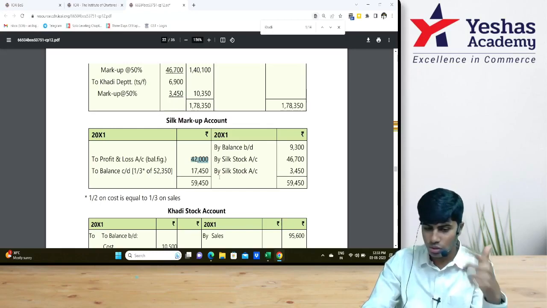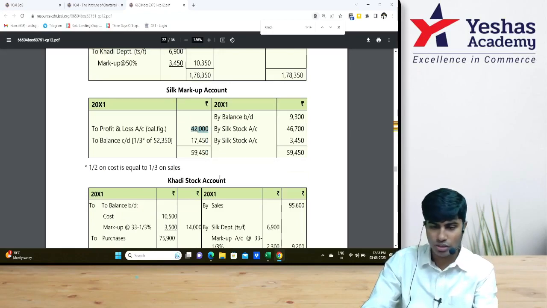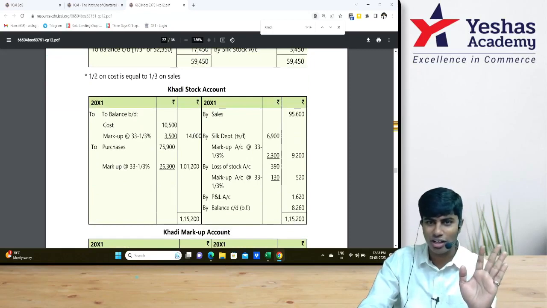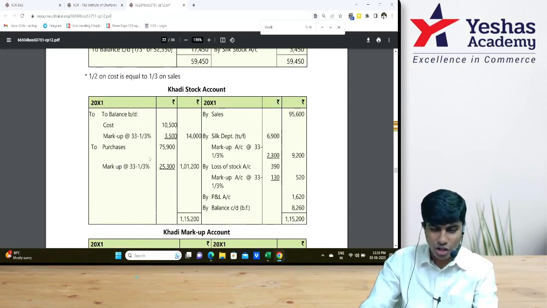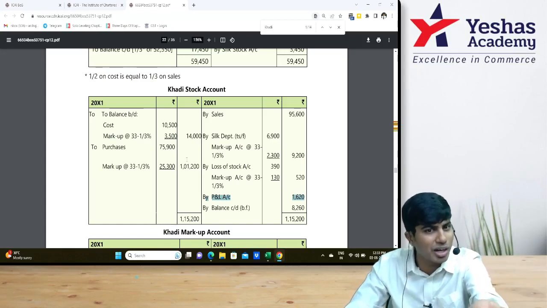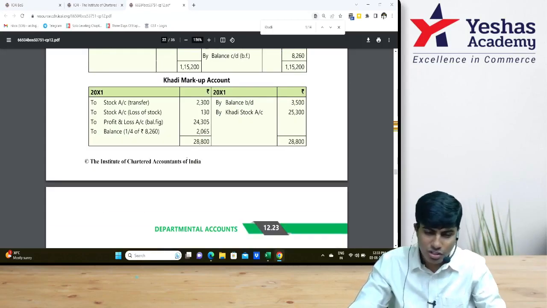They won't write. So that's the reason I told you to follow class notes. And first they've done silk, then they've done khadi. We've done khadi first, silk later. That order does not matter. And again in khadi stock account, they have P&L 1,620. Markdowns they have not written here. Markdown has to be written in khadi. In the description that was given in the question, there only they tell you it should write markdown. Correct or not? So you've also not done it.